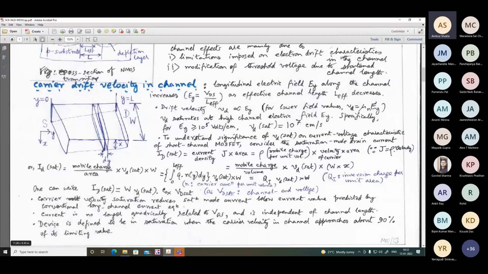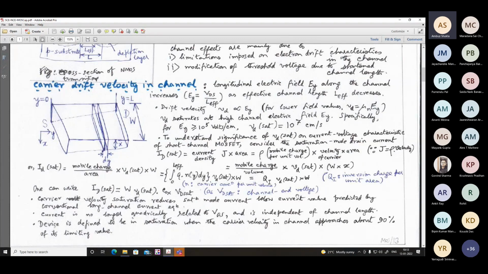So we can write the saturation current expression as the product of the width of the device, then the saturation velocity, and the gate capacitance per unit area multiplied by VD sat. So the product of COX and VD sat will account for the inversion charge per unit area. Now, as this is the saturation velocity, the channel voltage will definitely vary from point to point as we move from source to drain. So we are taking the drain end value, that means VD sat, the channel end voltage.